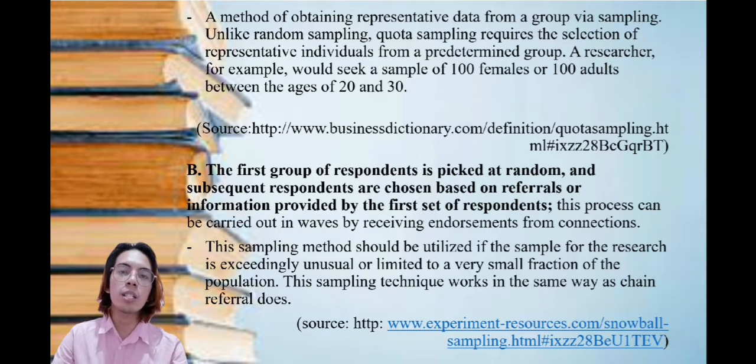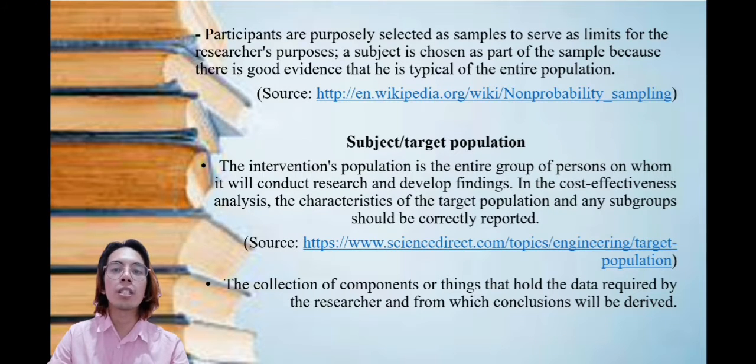And next is where participants are purposely selected as a sample to serve as a limit for the researcher's purpose. The subject is chosen as part of the sample because there is a key that is typical of the entire population. The individual is chosen as a sample member because there is good evidence that he is representative of the entire population.